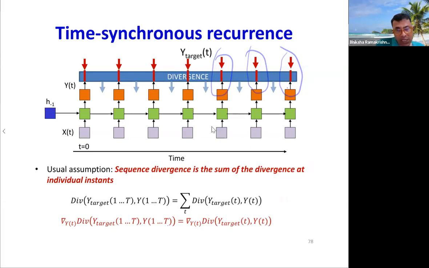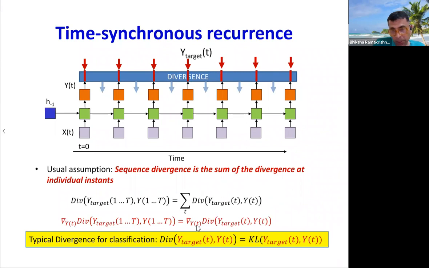Now, once you define the divergence this way, then the derivative of the sequence divergence with respect to, say, this output is simply going to be the derivative of the local divergence with respect to that output. So the derivative of the sequence divergence with respect to any output is simply the derivative of the local divergence at that time with respect to that output. And the local divergence that we will use most frequently is the Kullback-Leibler divergence. And if you're using a one-hot representation for the target output, this is just your cross entropy loss.